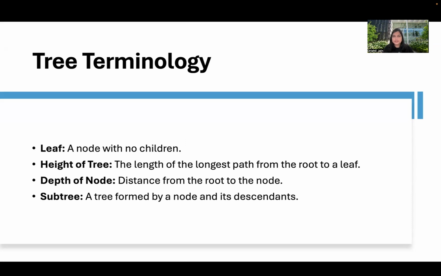The height of the tree is the length of the longest path from the root to a leaf. The depth of a node is the distance from the root to the node. Subtree is a tree formed by a node and its descendants. Now, let's look at this in action.